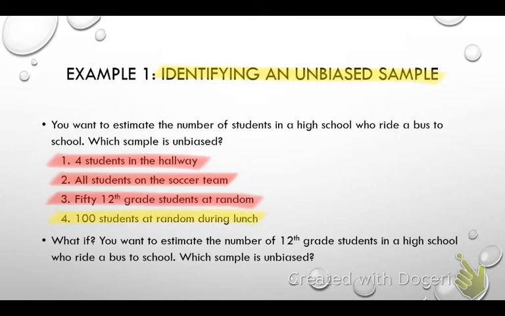It's 100 students. They were selected at random during lunch. All the grade levels are represented during lunch. Let's pretend that we don't know who's in what grade. All right, that would give us the most accurate sample possible. All right, so that's number 4 is what I would choose.